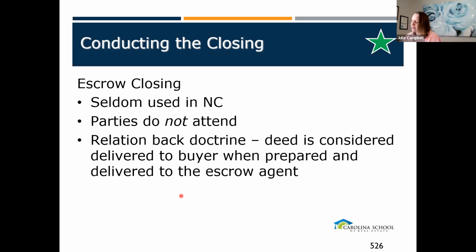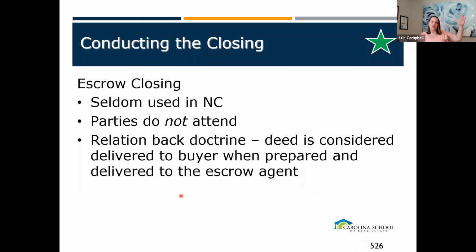And states that do an escrow type settlement have a relation back doctrine that says it is considered closed when you deliver the paperwork. So the deed is considered delivered when the seller drops it off and the escrow agent does their thing. Again, in other states, closing is generally handled by a title insurance company.